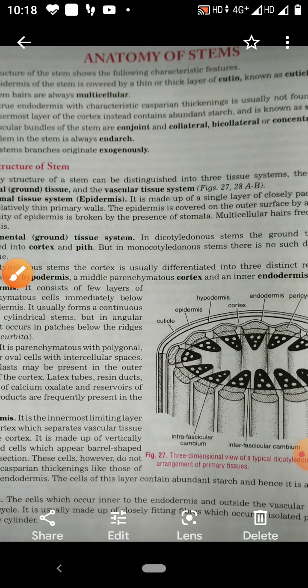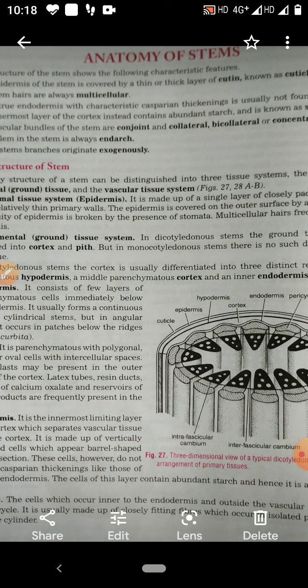After that there is pericycle. Pericycle is found on the inner side of the endodermis, outside of vascular tissue. It is usually made up of closely fitting fibers. Then pith is there. Pith is in the center, that is the ground tissue, and pith is made up of parenchymatous cells. Medullary rays are narrow, vertically elongated bands of parenchymatous cells.